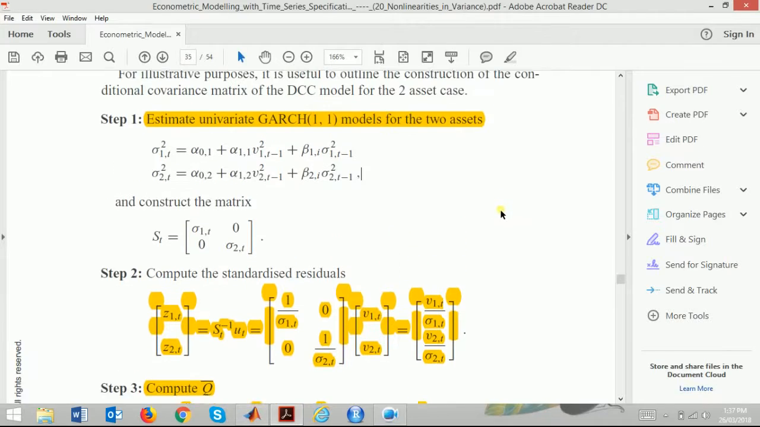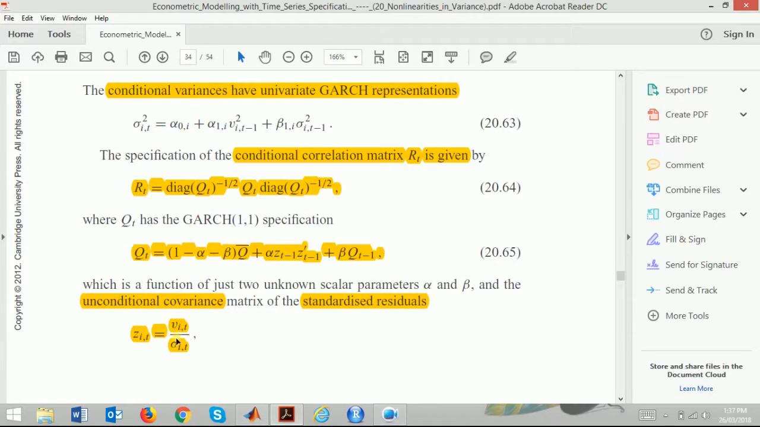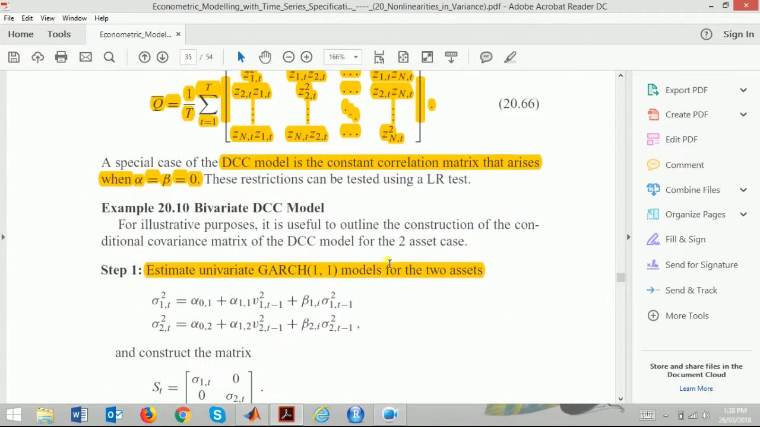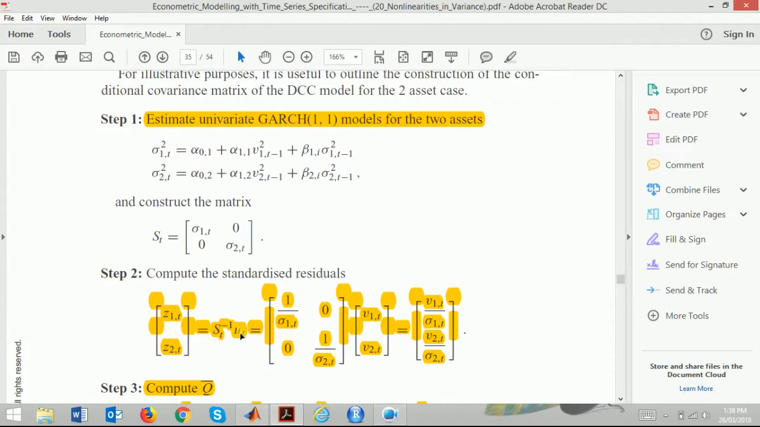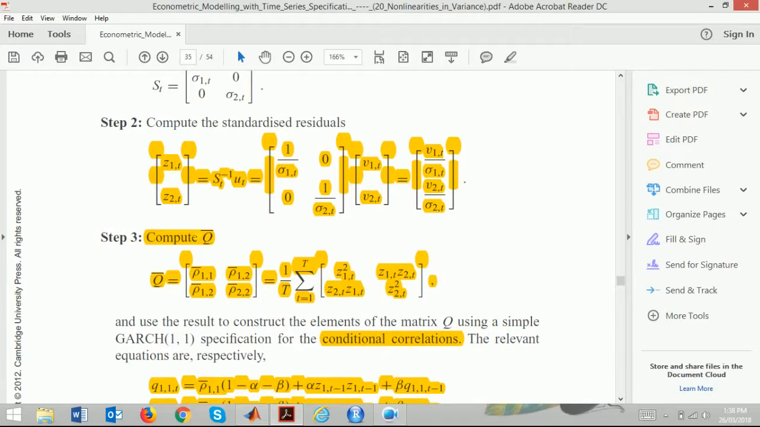Then we start with the standardized residual. To find the standardized residual, what do you do? In general, we take the error divided by the standard deviation, U by S. Fine. In a matrix case, the error divided by the standard deviation matrix. We use the standard deviation matrix, and this is how it looks.